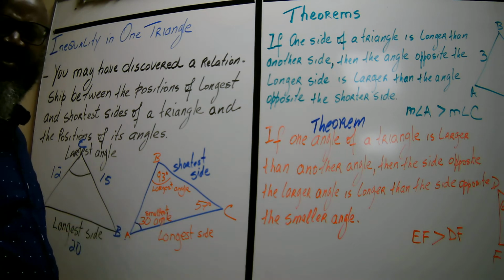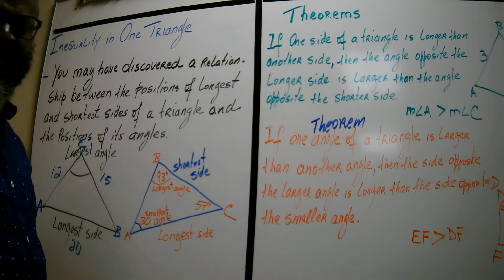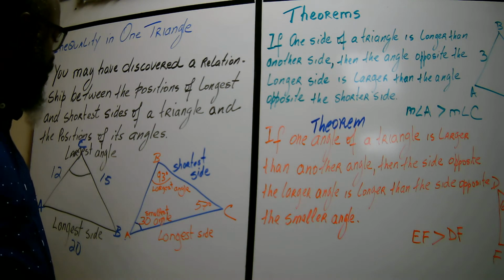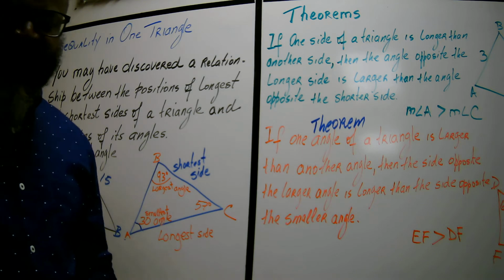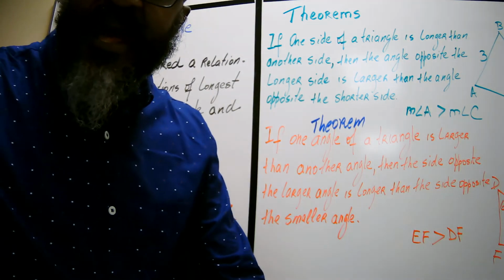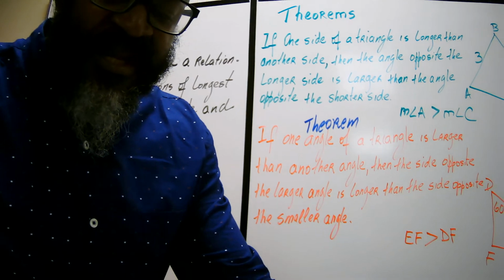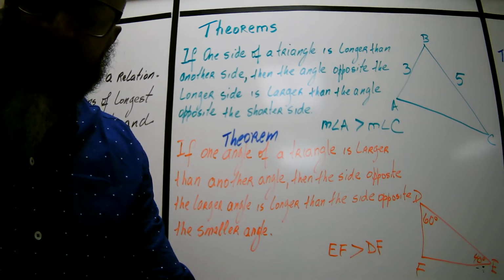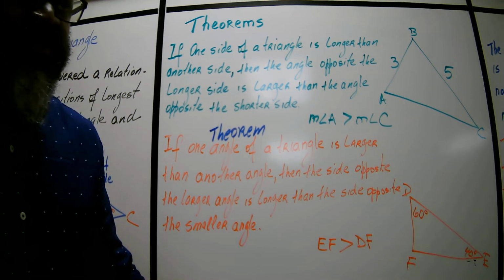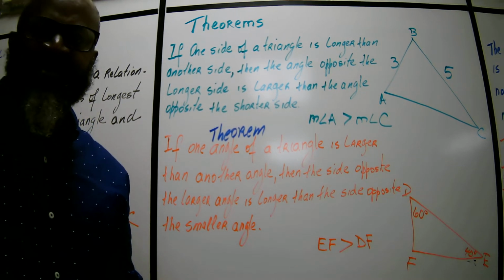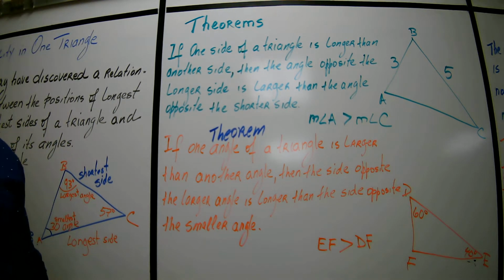So those are the inequalities that you need to be aware of in a triangle. It goes as follows. The larger the angle is, the longer the side that is opposite to it will be. The smaller the angle is, the shorter the side opposite to the angle is going to be. So it is essential to identify the value of the angle and the length of the side.